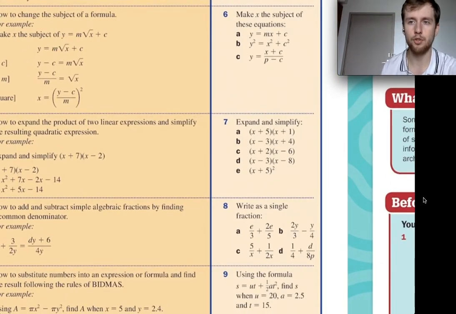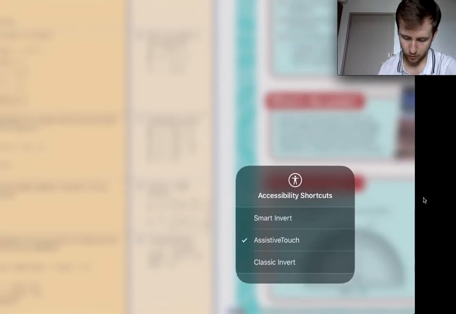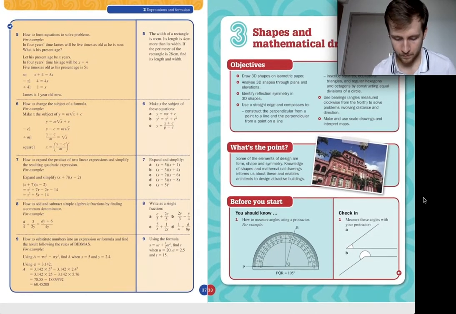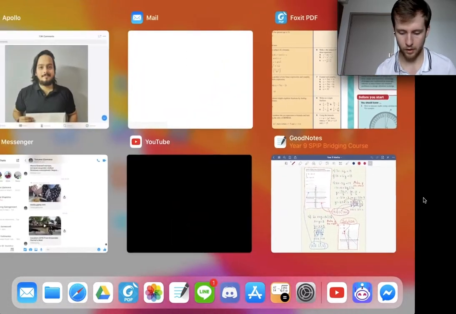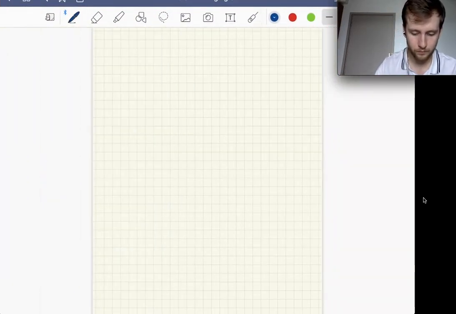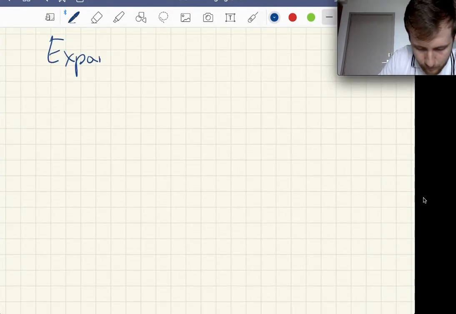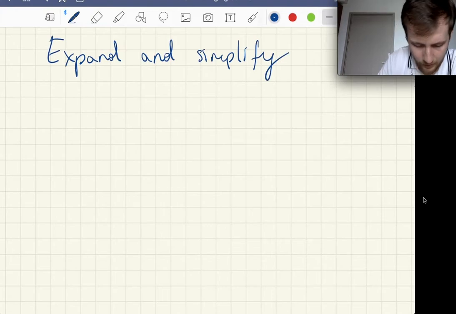Okay, this is very similar to the brackets thing, so I will try to show it to you quickly. Where is my screenshot thing? Assistive touch. Okay, expand and simplify. Let me try to do this for you. Okay, so x plus 5 times x plus 1. I'm just going to write it because I don't see it right now. So how do we do this? Expand and simplify. Let's say we have this x plus 5 times x plus 1.